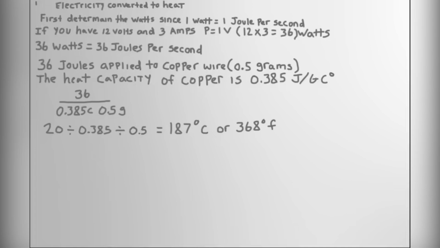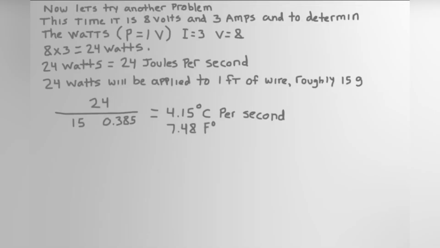For whatever reason, I wrote down a totally different number, 20, down below. It's meant to be 36, so I'll give you the correct answer. 36 divided by 0.385 divided by 0.5 is 187 degrees Celsius, or 368 degrees Fahrenheit. Just replace the 20 with 36 and the answer is correct. I didn't make an error on this next one, so it'll be less confusing.